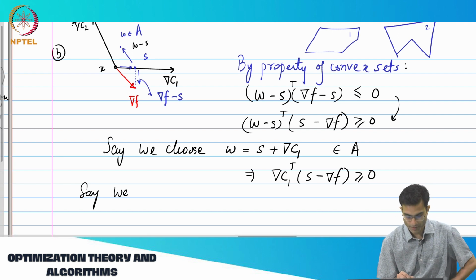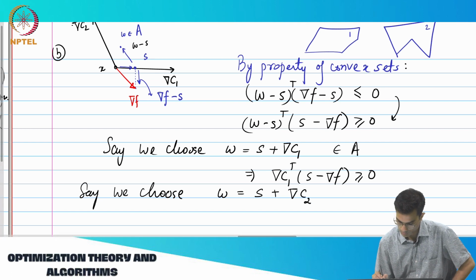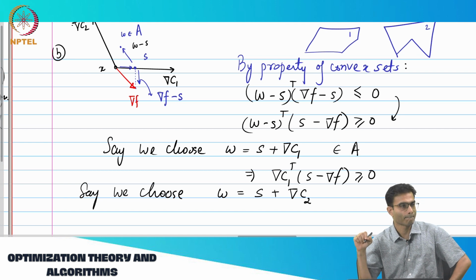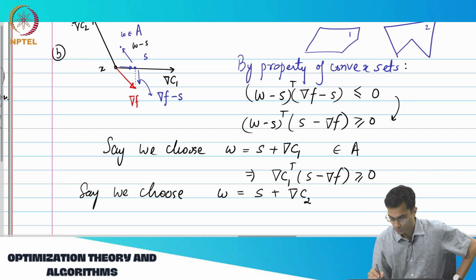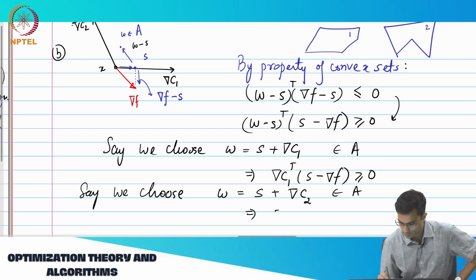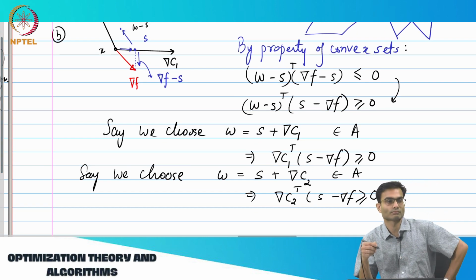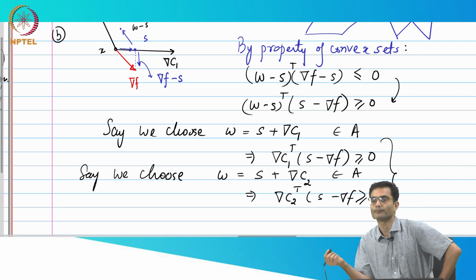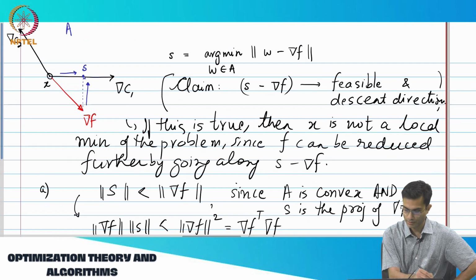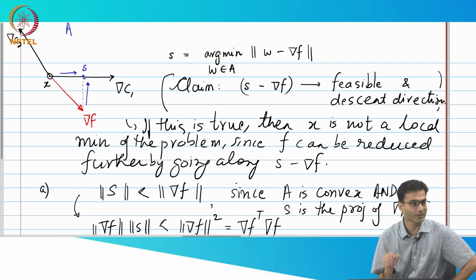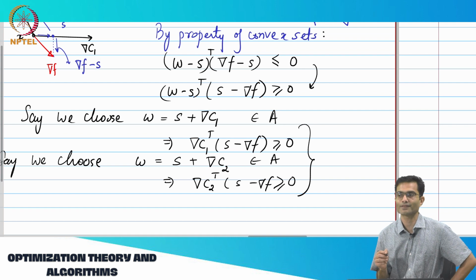We can continue this logic. Supposing we choose S plus grad C2. Is this again legal? Does it belong to A? You can see S is along grad C1 and grad C2 is there. If I take their conic combination with coefficients 1 and 1, I will still be in the set A. So this also belongs to A. That gives us grad C2 transpose S minus grad F greater than or equal to 0. Together, what does this imply? If you look back at what we wanted, we had made a claim of feasible and descent direction. We already showed it is a descent direction. And here we are showing that grad C1 transpose D is greater than 0 and grad C2 transpose D is greater than 0. Therefore, S minus grad F is feasible.